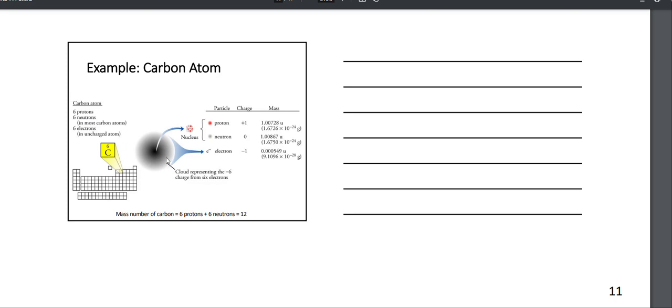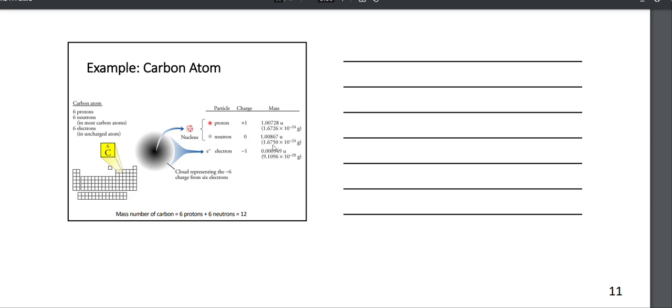Okay? So in the center here we have the nucleus. The protons are the positively charged particles, so we always refer to them as positive 1. And the mass, as you see here, is very small. It's 1.6726 times 10 to the power negative 24 grams. Okay?